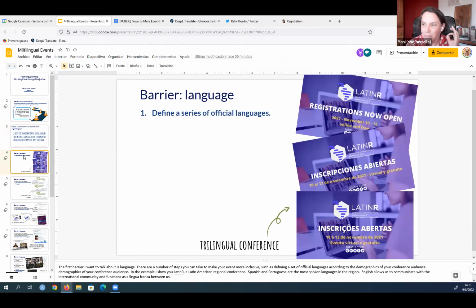So about language, one of the steps that I would say you need to do is define a series of official languages. That is going to be different depending on the country or the region you are in. This example is for LatinR, for Latin America. The conference is trilingual: English, Spanish and Portuguese. Spanish and Portuguese because they are the languages we speak, and English because it's the language that allows us to be in contact with the international community. It also works as a lingua franca between us when we can't understand each other.